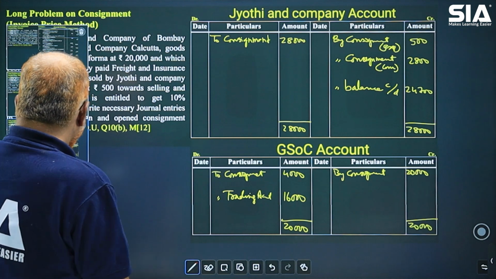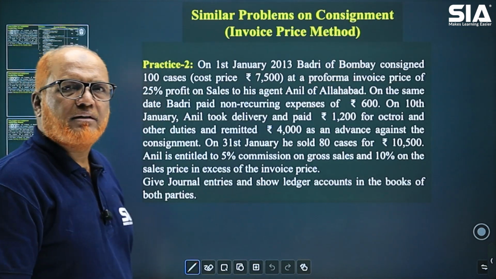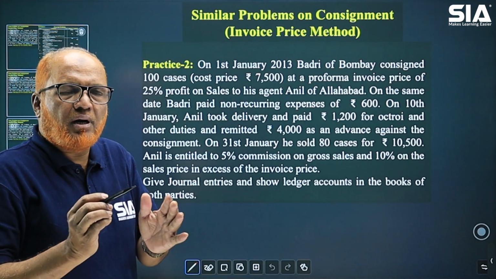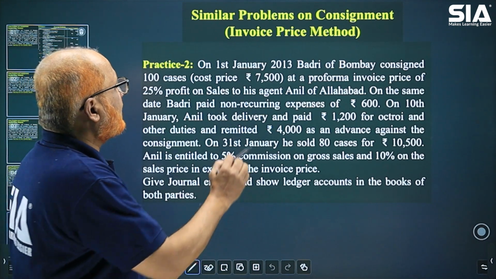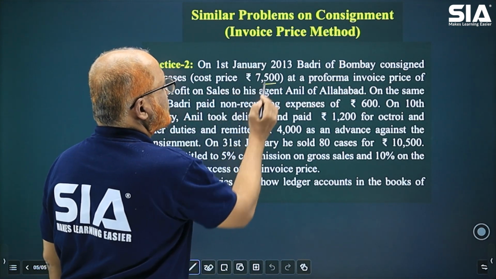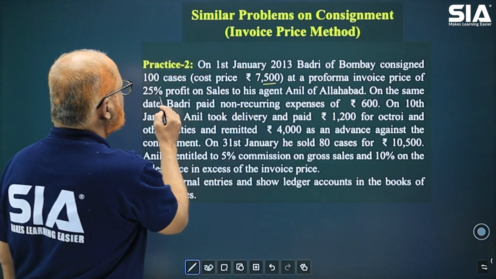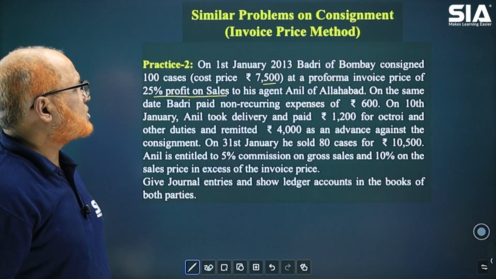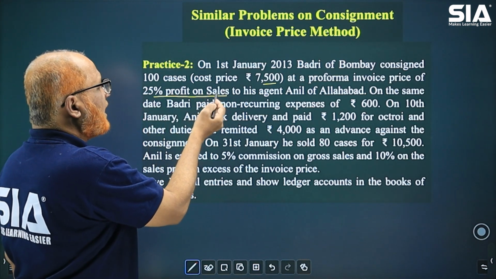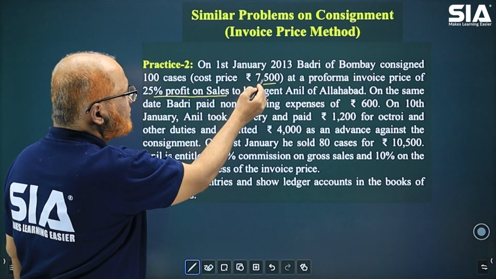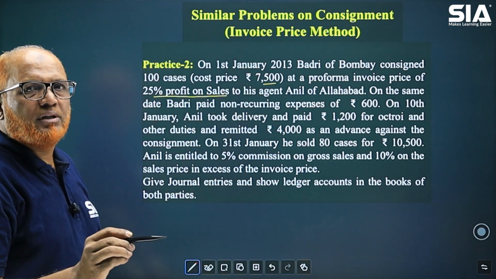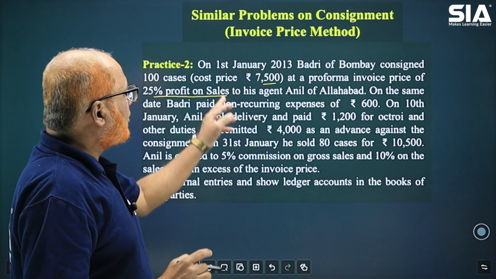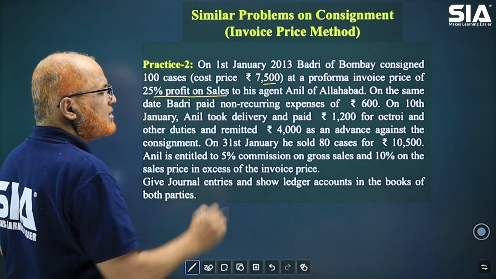Now, one similar problem for your practice I am giving here. Exactly the same as what we have just done, but we have two different points. The first different point is the cost price of the goods is 7,500, but pro forma invoice price is to be calculated at 25% profit on sale, not on cost. If 25% profit on cost had been given, we would have calculated 25% of 7,500. Most of the students will commit the mistake. They will directly calculate 25% of 7,500. Wrong. You should not calculate on cost, because it is saying calculate on sales.